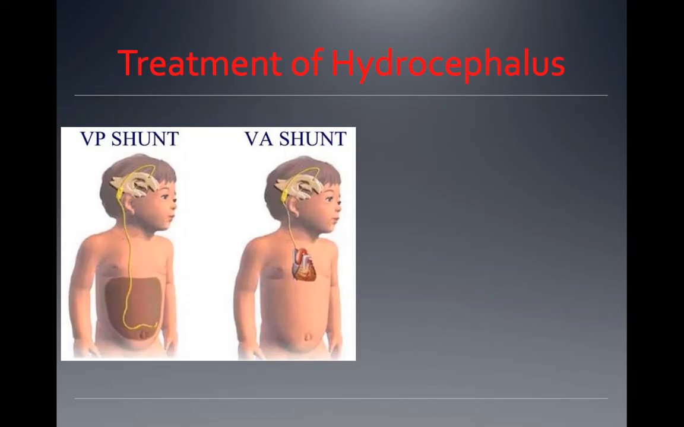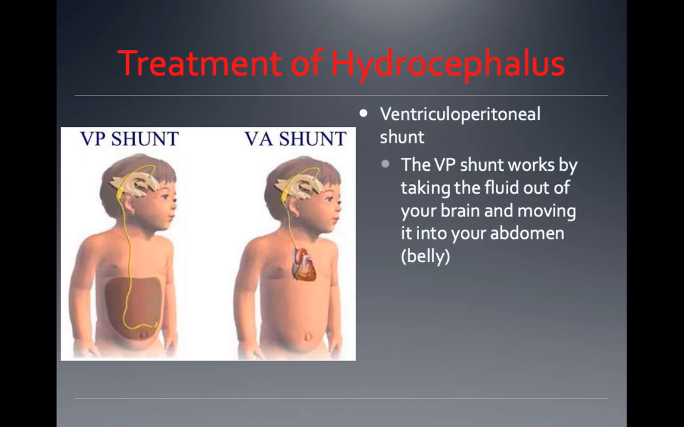So treatment of hydrocephalus is they use a shunt. Now there's two different shunts. One is called a ventriculoperitoneal shunt, and that's where they take the shunt and they put this in order to take the fluid out of the brain and move it into the abdomen. And this is probably the most likely treatment. Then there's also a ventricular atrial shunt where they're going to put in a shunt and move the fluid from the brain and then put this into the superior vena cava.